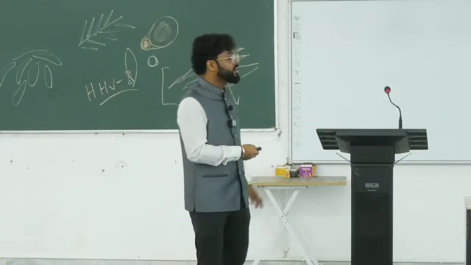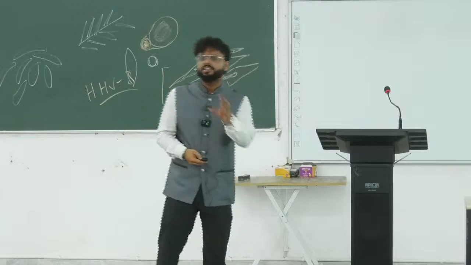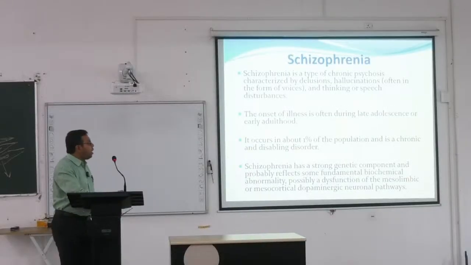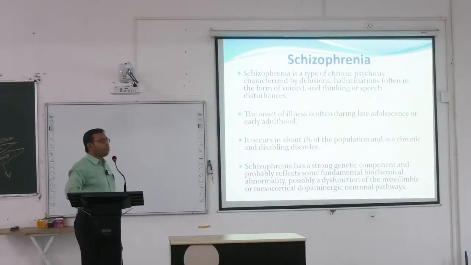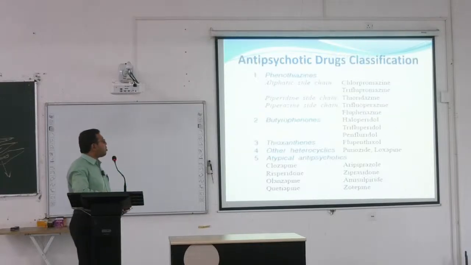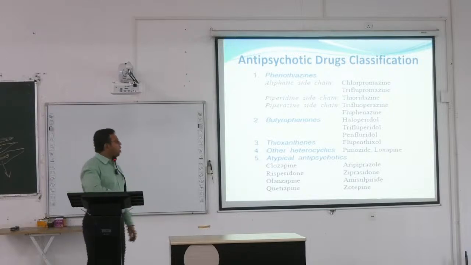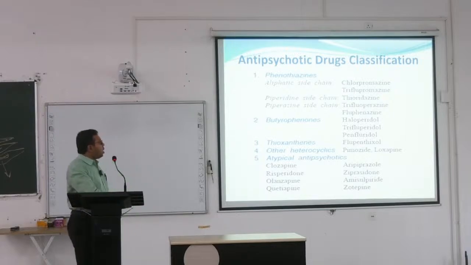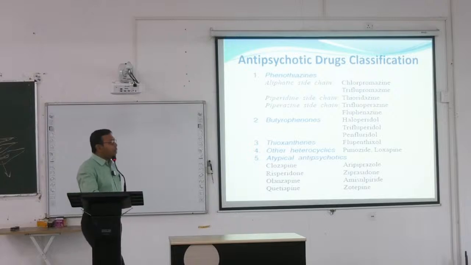That is all in a very nutshell. Schizophrenia is characterized by delusion, hallucination, thinking and speech disturbance. So ultimately schizophrenia consists of positive and negative symptoms. There are different types of symptoms and these are the antipsychotic drugs, which are important. According to the groups of the drugs, it can be divided.